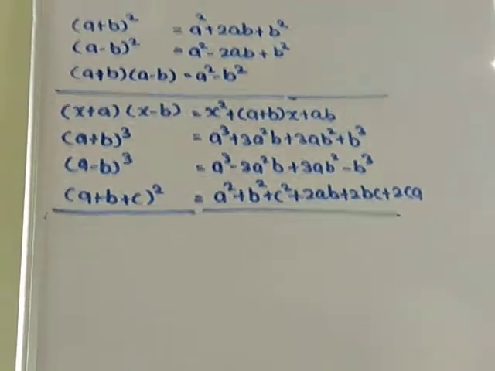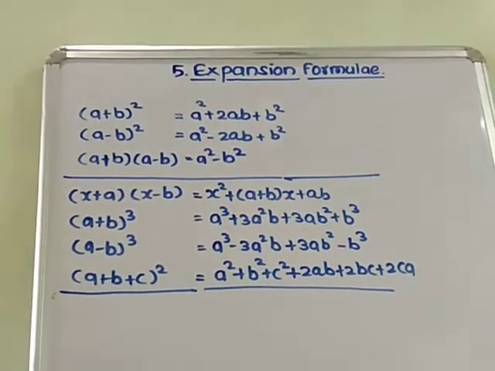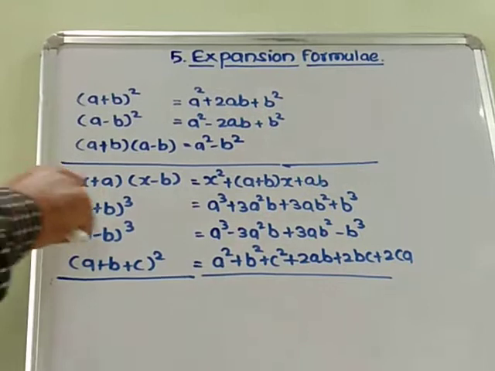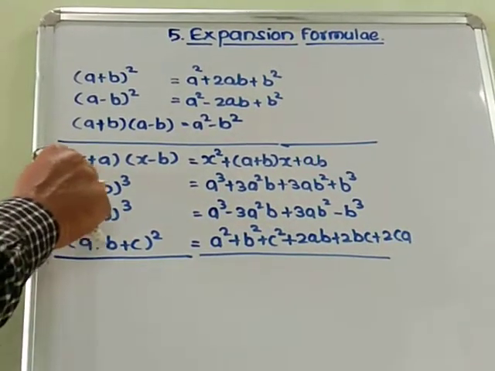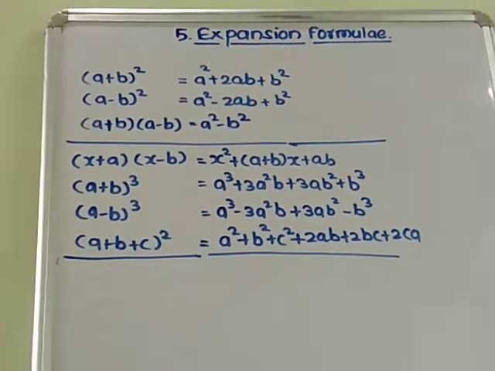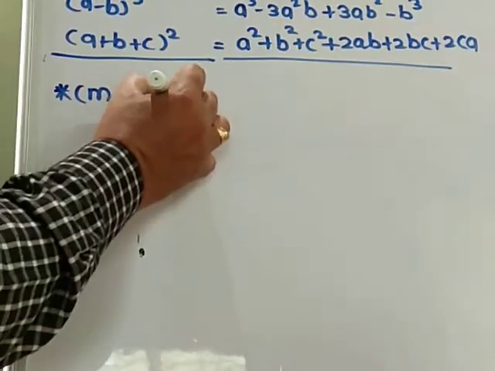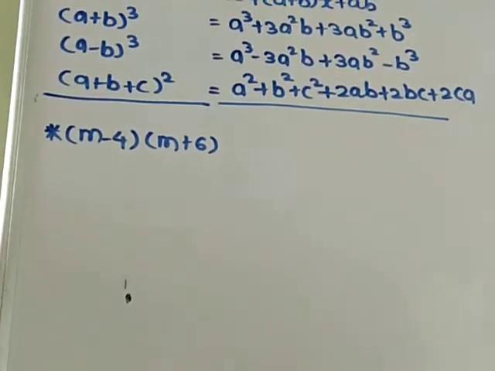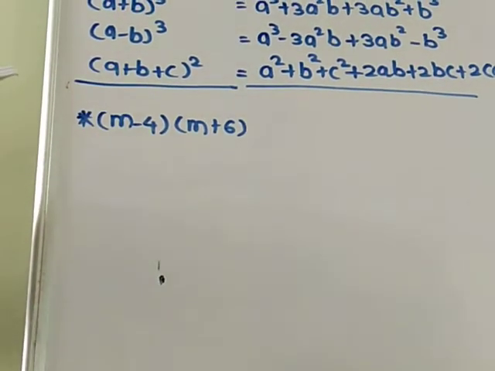First of all we solve problems using (x + a)(x + b). How do we identify it? In this, one term has plus and one term has minus with the same variable, that is (x + a)(x − b). A and b are different terms, but a is added to x and b is subtracted from x. This is the similarity by which we solve it. Take the example (m − 4)(m + 6). This is the formula: one term is plus and one term is minus.